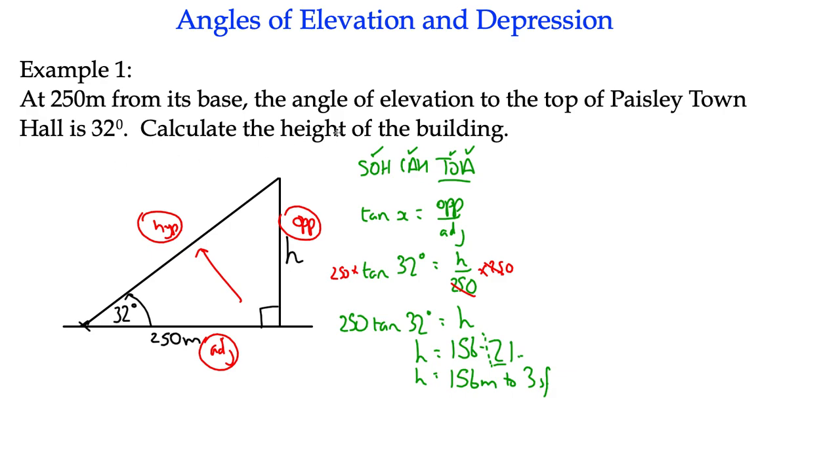It tells me to calculate the height of the building. I've used h for my benefit, so we need to finish with some words. The height of the building, or the town hall, is 156 metres. Okay. Example 2.